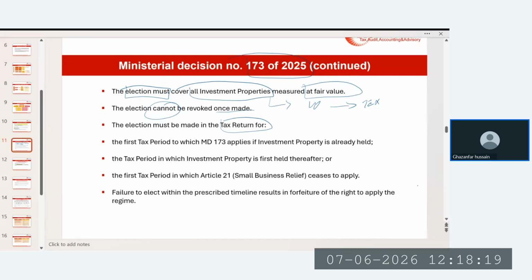The first tax period to which the Ministerial Decision applies, if investment property is already held. Earlier we understood it starts from 1st January 2025. But if the property is held in 2026, then of course that is its first tax period, right? Afterward, if somebody purchased in 2027, then for that property and that election, it will be that. But before that, other conditions also have to be looked into.